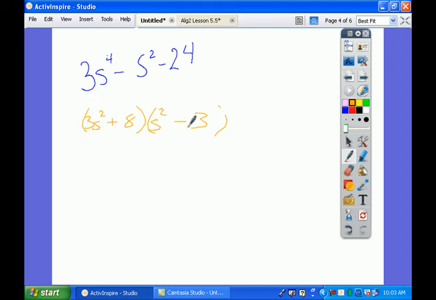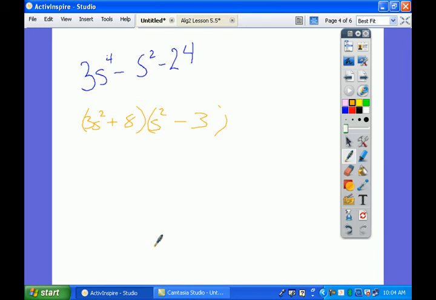So when I multiply this out, 3s squared times s squared is 3s to the 4th. 3s squared times minus 3 is minus 9s squared. S squared times 8 is plus 8s squared. So that should give us minus 1s squared in the middle. And now 8 times minus 3 is minus 24. And there we are. We should look to see if anything factors farther. This could factor, except 3 is not a perfect square, so we don't factor any farther.